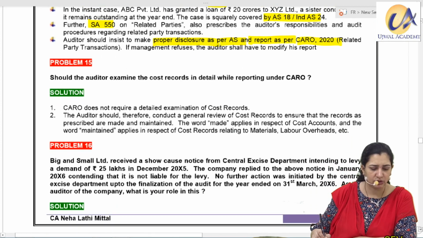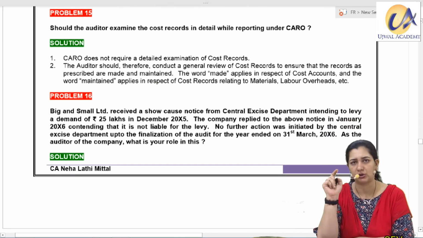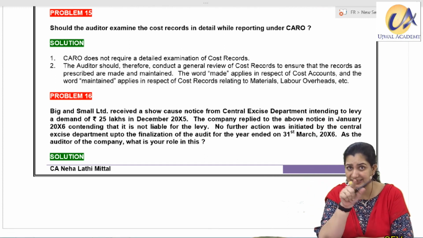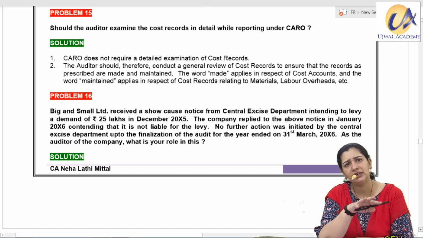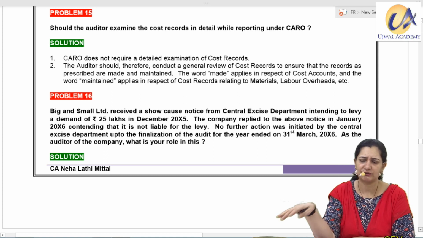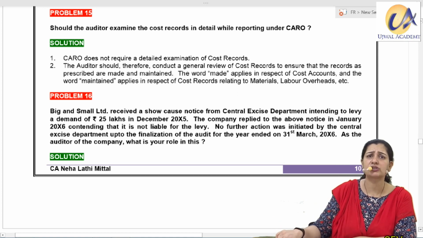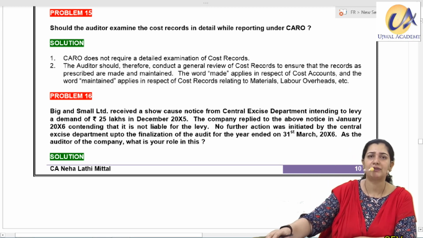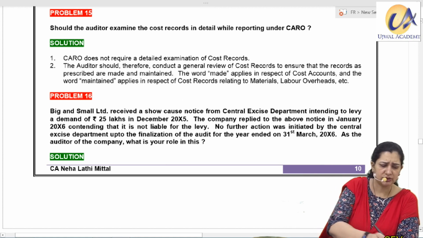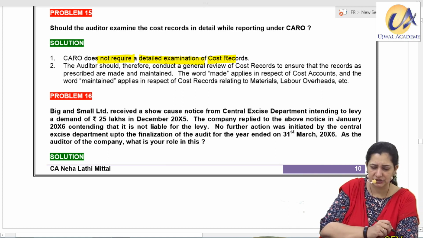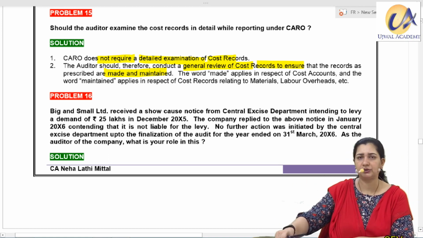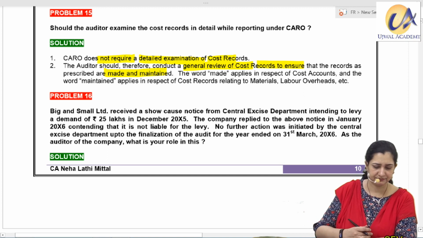Should the auditor examine the cost records in detail while reporting on CARO? So cost records point we had got. So clause 3(vi), cost accounting records. Do we need to do detailed checking of the cost records? Of course not. We are not doing a cost audit. We just have to see whether the company is maintaining proper records as required by 148(1). So CARO doesn't require a detailed examination. A general review of cost records will be necessary, right? See how they are made and maintained. Normal, not as detailed as an audit, a cost audit.